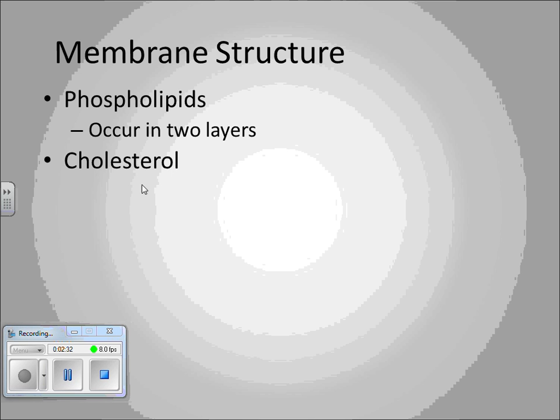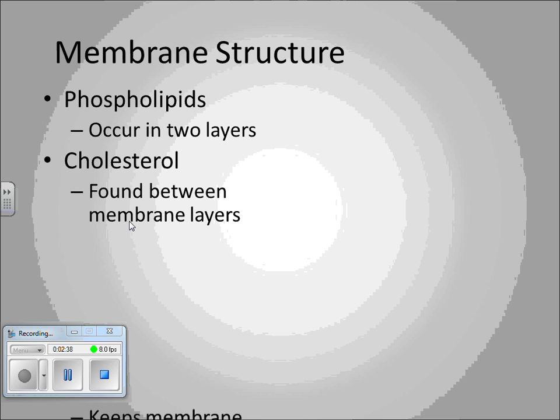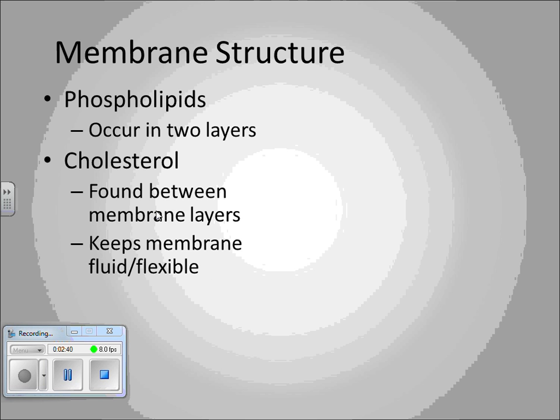You also have cholesterol, which is a type of lipid which is found in the membrane structure. And that's found between the membrane layers and keeps the membrane fluid or flexible. We often say that the cell membrane shows a fluid mosaic model. And all that means, the word fluid, we're not talking about a liquid kind of fluid. We're just talking about that the cell membrane is bendy. It can bend and it's flexible.